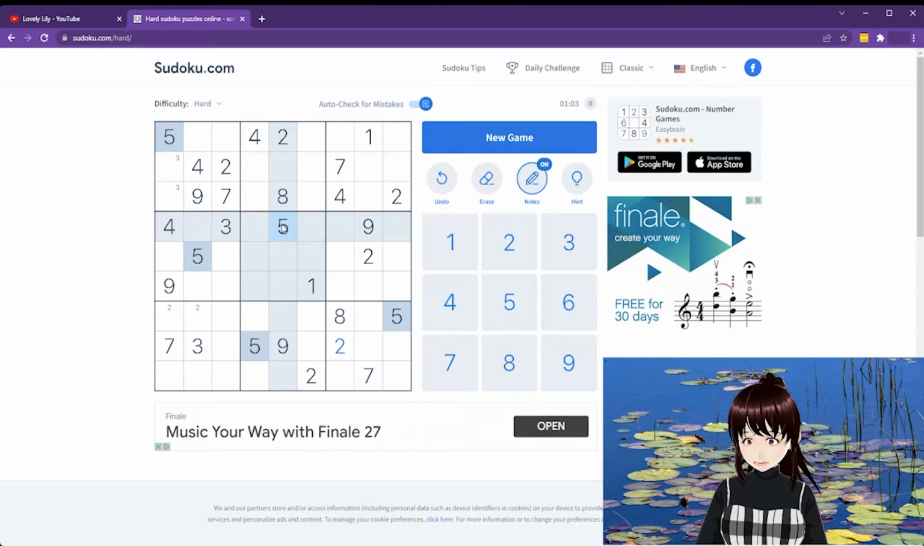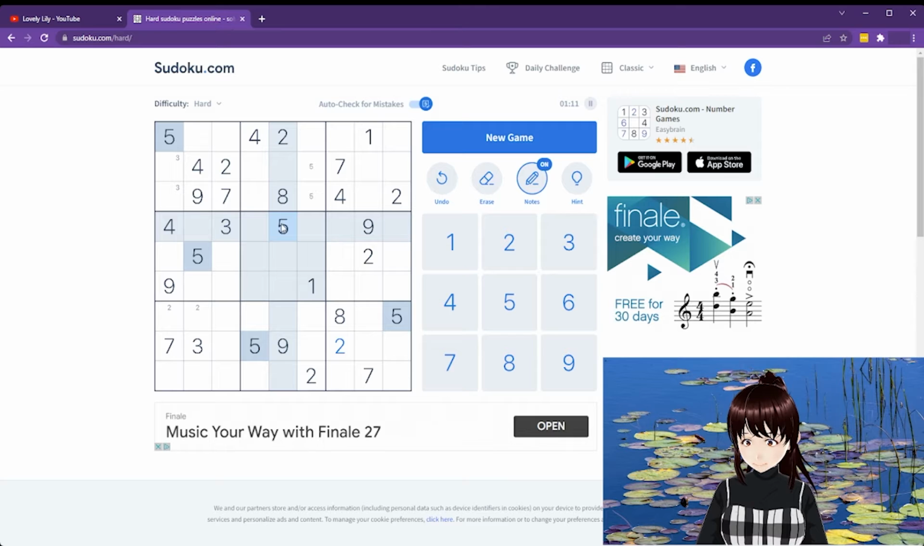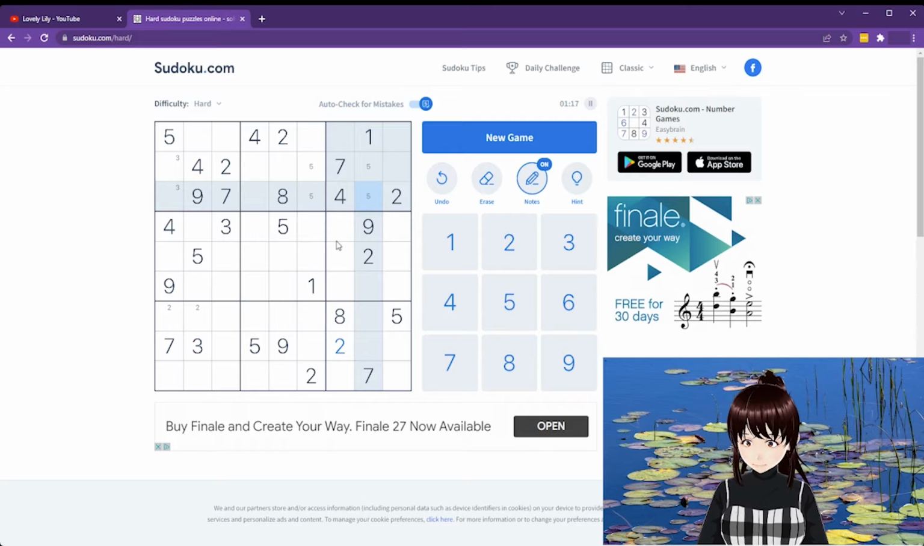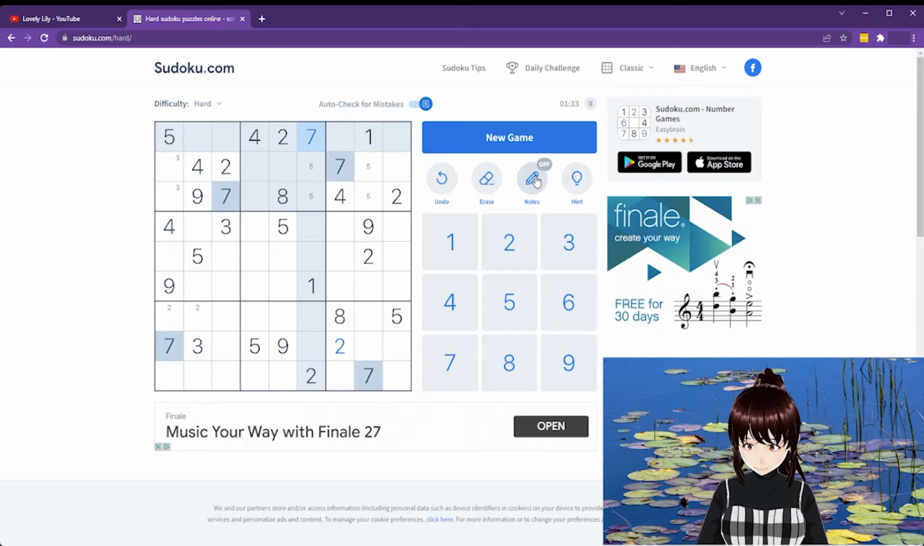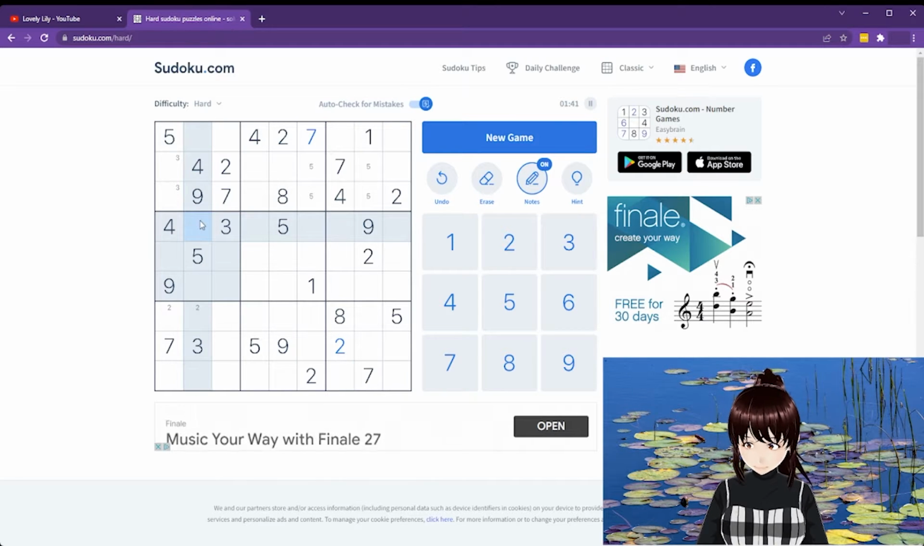Fours. No. How about five? Five. And right here, five. Okay, how about sixes? We got any sixes here? There are no sixes. Okay, we'll move on. Sevens. Ooh, that's a seven. Right there. Yes. Any more sevens? No, but we got some we can mark down, right?